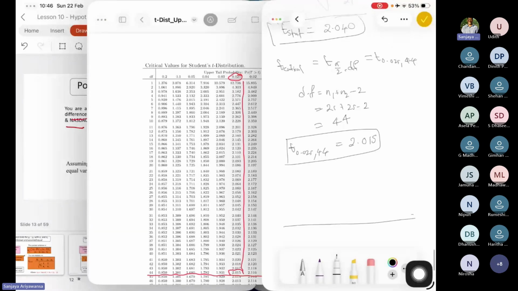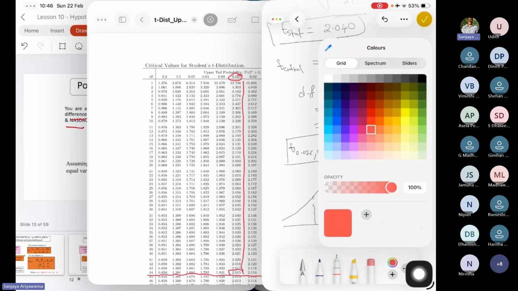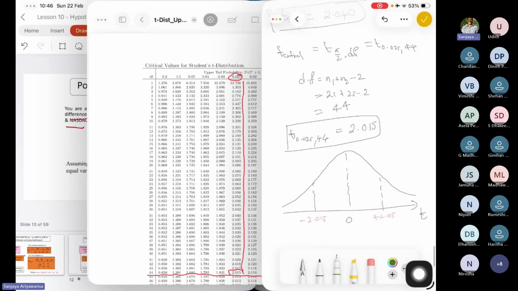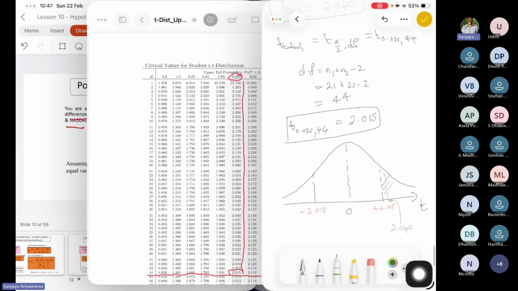I just draw the distributional graph because it's easier for the examiner and for yourself. And then you note down the t test statistic, which is T critical values, negative 2.015 and plus 2.015. Where is the T test statistic? 2.040, slightly above, right? Still in the rejection region.